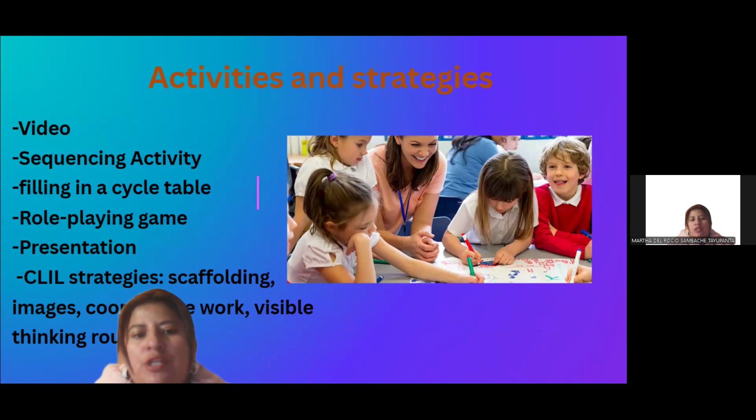First, start with a short video about the plant life cycle, plus a guided discussion. Develop a sequencing activity with pictures and words, and fill in a life cycle table with drawings and descriptions. Role play: each student represents a part of the life cycle. In the end, a mini presentation by groups, plus a collaborative mind map. CLIL strategies: scaffolding, visual images, cooperative work, and visible thinking routines.